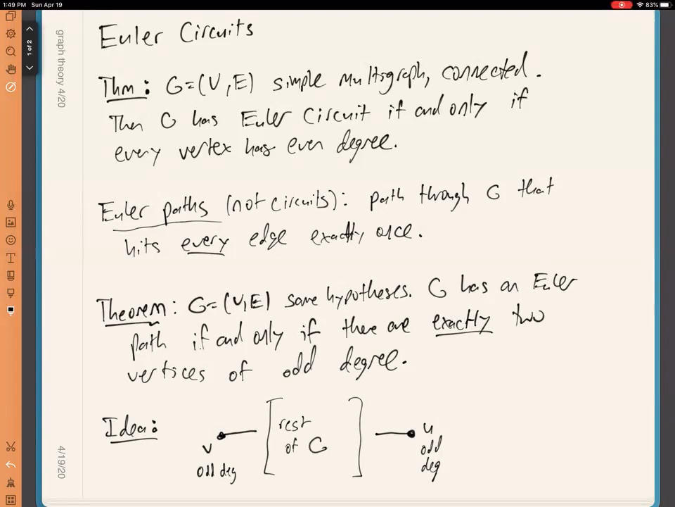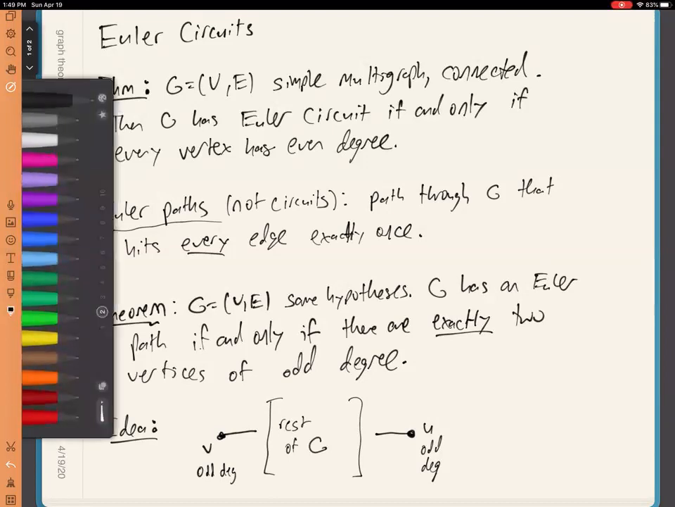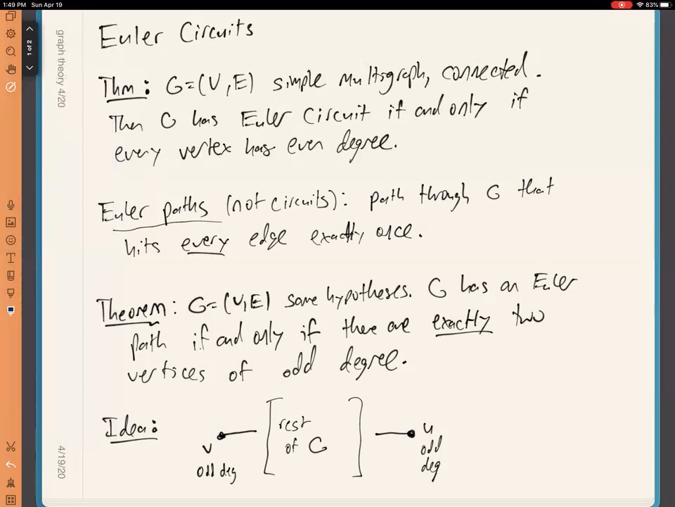Well, how are you going to find an Euler path in this graph using the previous theorem? What you can do is artificially add a new edge, call it E bar. Since this edge increases the degree of V and U by exactly 1, every vertex in the new graph now has even degree.